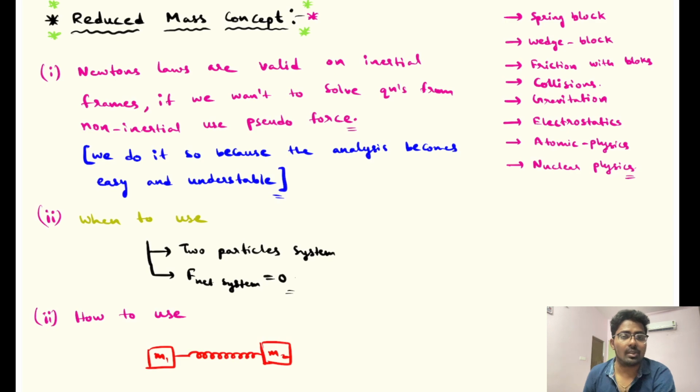So how can you make the situation easy? I can make the situation easy by going on to a different frame. That means now I want to analyze this system by going on top of this block. Okay, so then what will happen? After going on top of this block, this system will become equivalent to something like this. Earlier we used to add the pseudo force, right? Now we are not going to use pseudo force.